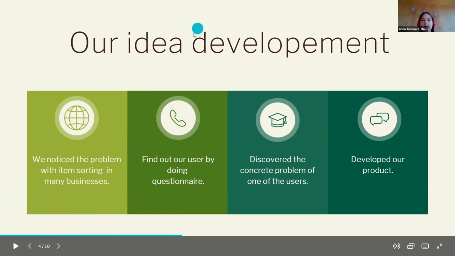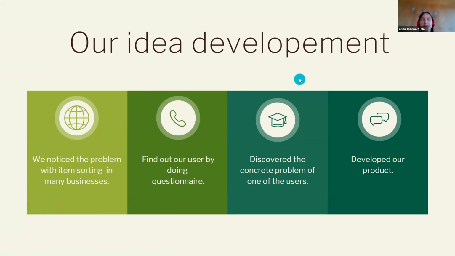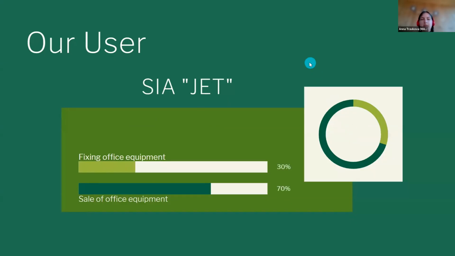Our idea development started with our noticing of issues connected with different items sorting, for example, product sorting in our fridge or silverware in a cupboard. We decided to look more into this theme and find our user by doing a questionnaire, and then we made an interview with them to find the concrete problem they are facing and try to offer them our solution that will make their work easier. Our user is a company which is concentrated on office technology repairing and selling, mostly selling.